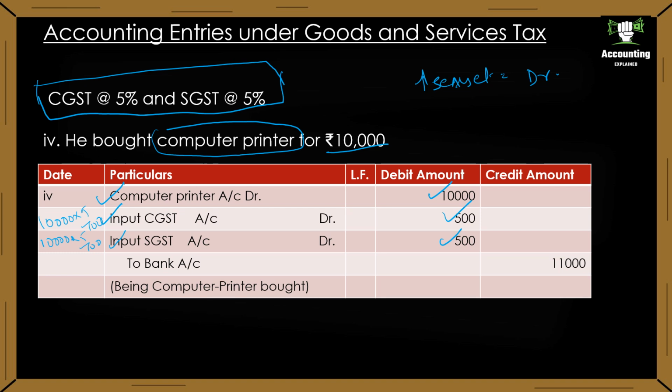So when nothing is mentioned, we assume that they have paid by bank. By bank means it is decrease in asset. When there is decrease in asset, what you have to do? You have to credit, right? So to bank account 11,000. The narration is being computer printer bought.